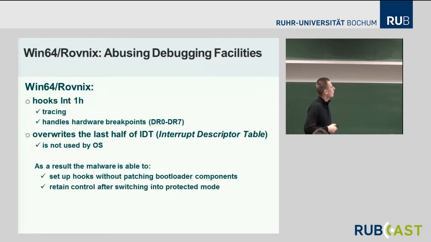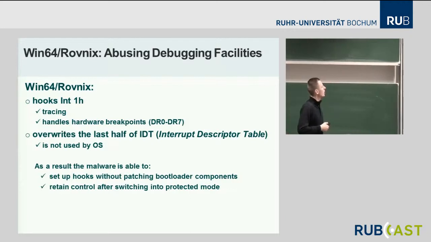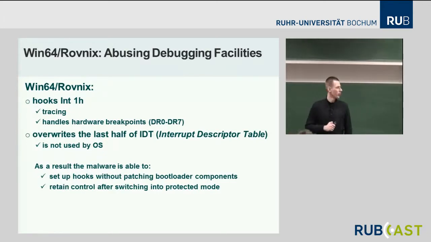Here are the features of this bootkit. It hooks the first interrupt, which enables tracing and handles hardware breakpoints, and overrides the second half of the IDT, which is used by the operating system. As a result, this allows the malware to set up hooks without patching bootloader components.